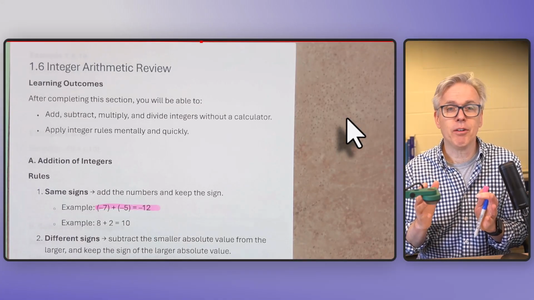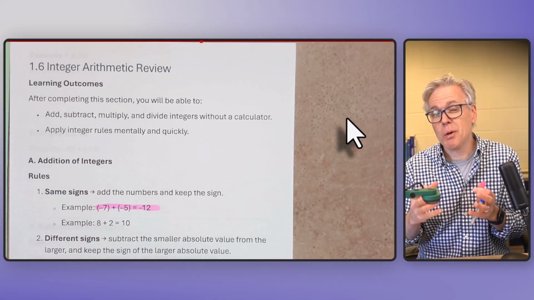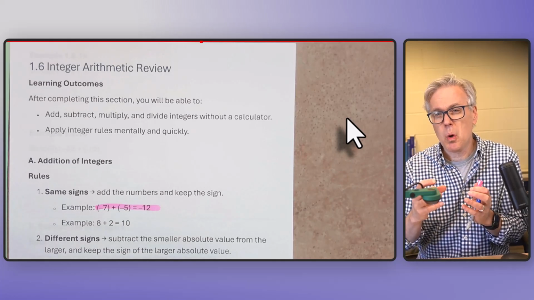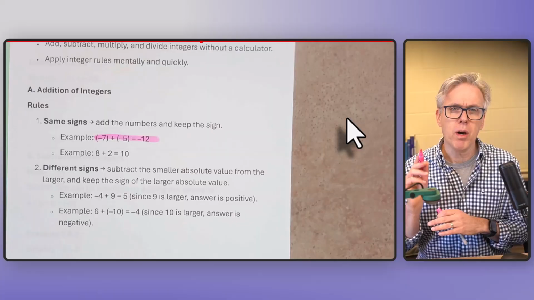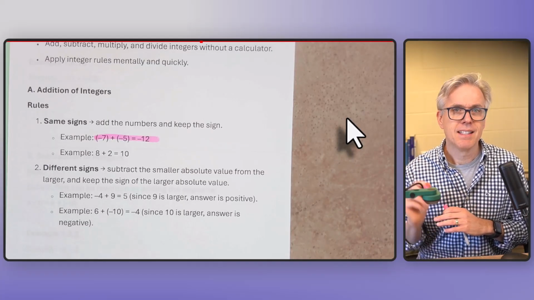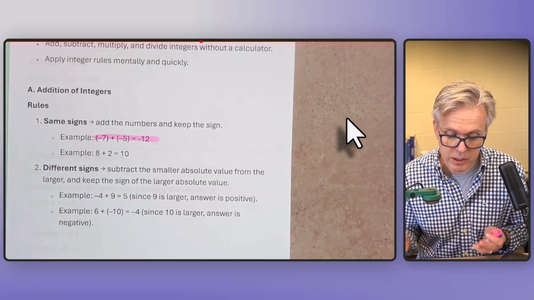And of course, 8 plus 2 is 10. The problem's almost never when you're adding two positive numbers together. It's almost always when we have negative numbers, or one positive and one negative. So let's focus on that. Again, we have one rule where we have the same signs. The second rule is when we have different signs. So what do we do there?